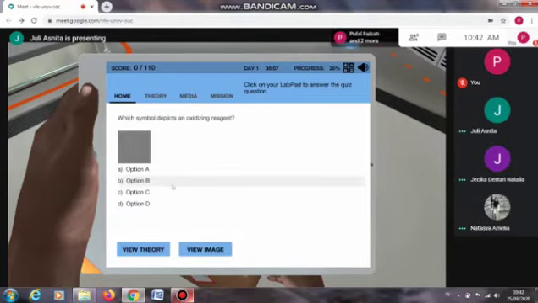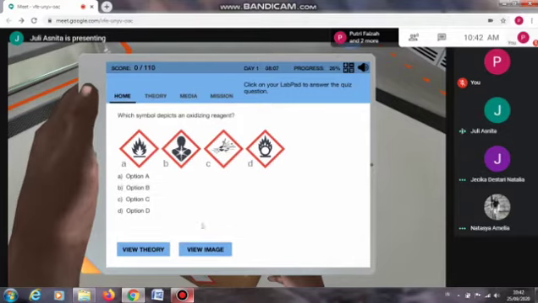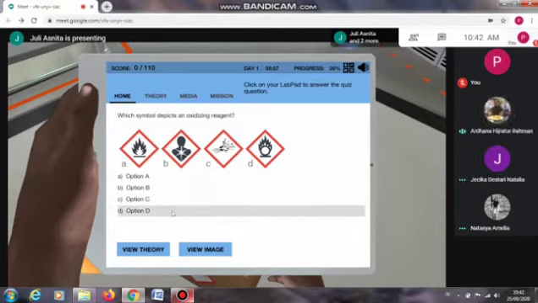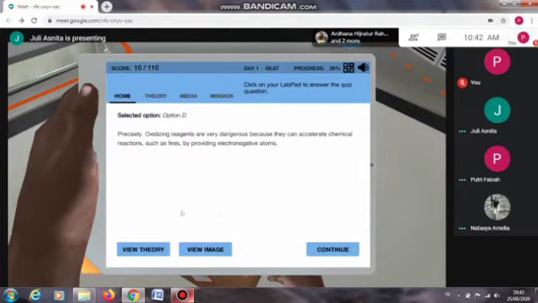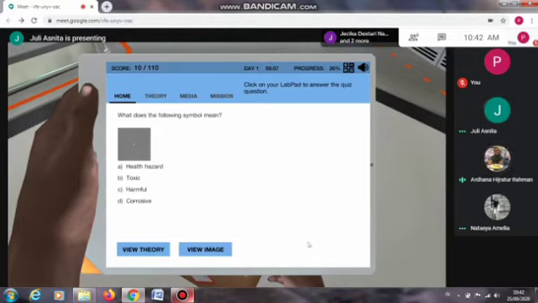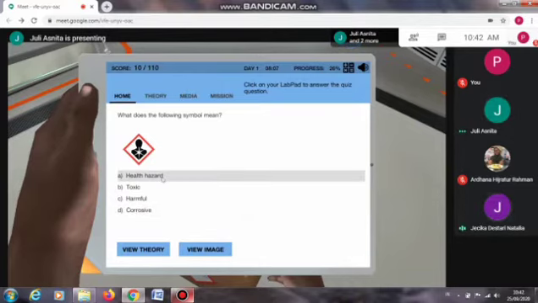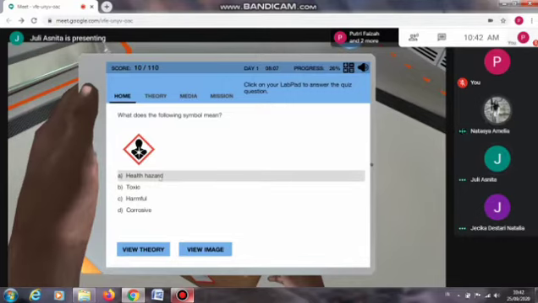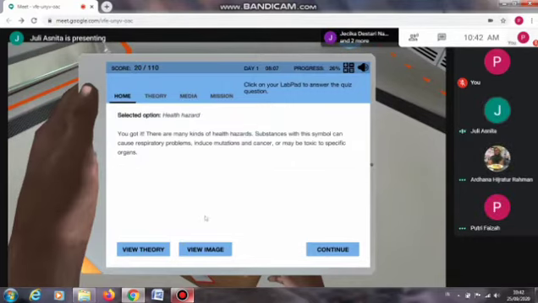Which symbol depicts an oxidizing reagent? Which one is the oxidizing reagent? Option D. Precisely. Oxidizing reagents are very dangerous. What does the following mean? Option A, health hazard. Got it. Any kinds of health hazards.